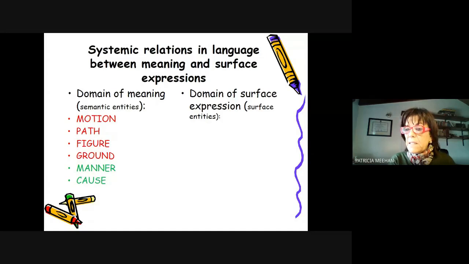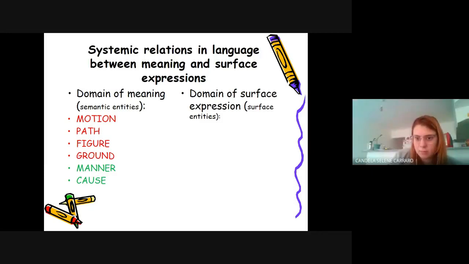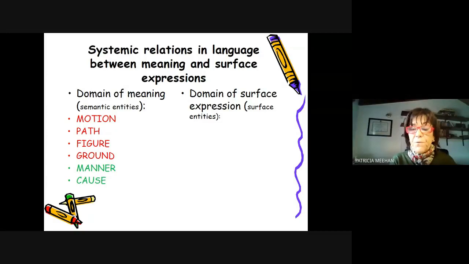What surface entities, what lexical items encode path in Spanish? The verb, sometimes. It could be the verb, very good, because verbs very often conflate motion and path. We use the verb conflate when two meanings co-occur in one lexical item. Good. Path could be expressed in a verb in Spanish. Where else?